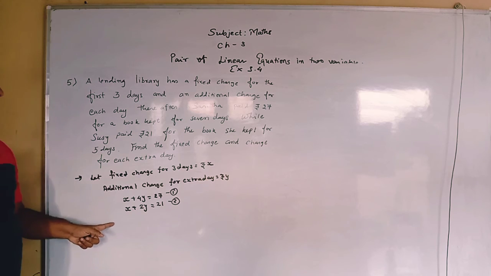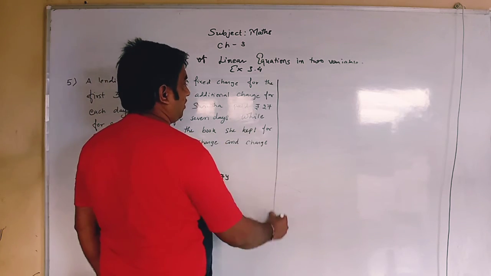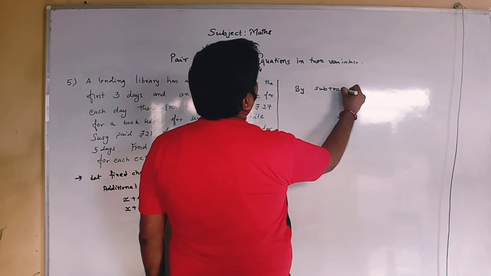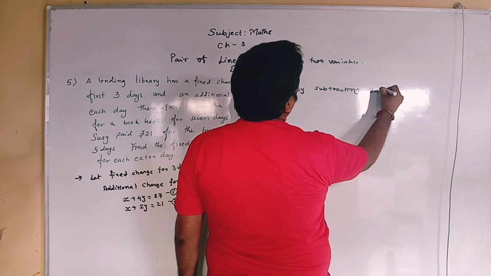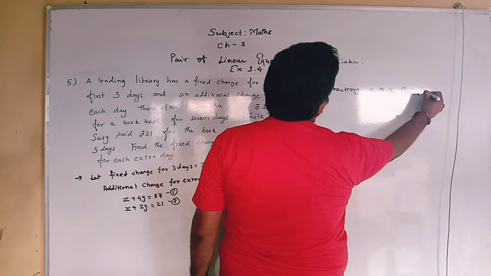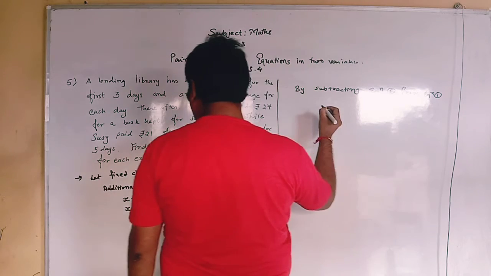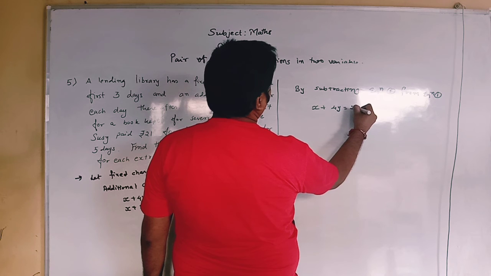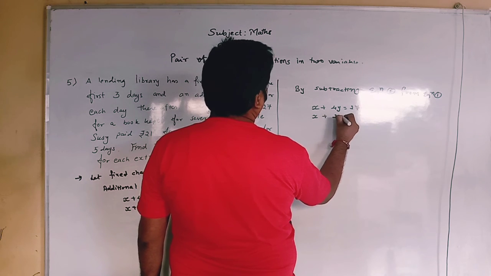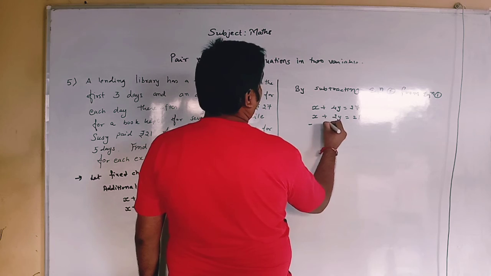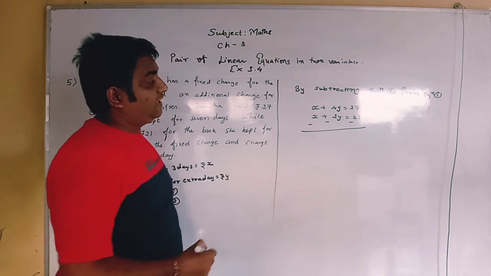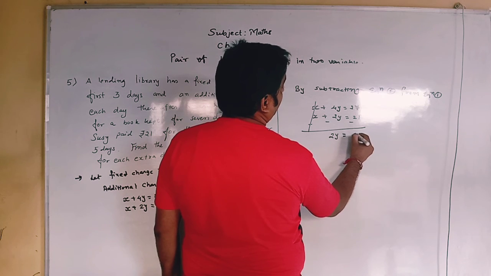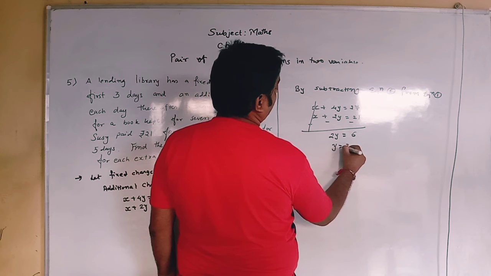So your x coefficients are equal. So again we can solve here by subtracting equation 2 from equation 1. We get x + 4y = 27, x + 2y = 21, subtract. So here x cancels, 4y minus 2y is 2y, equals 6, and so y equals 3.